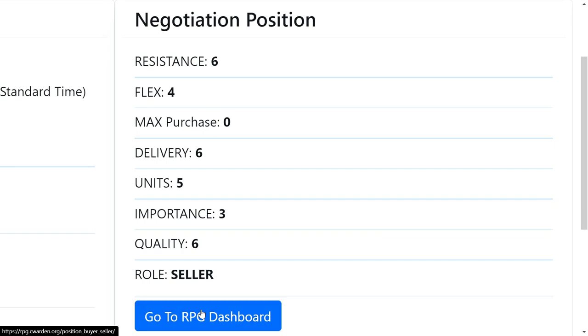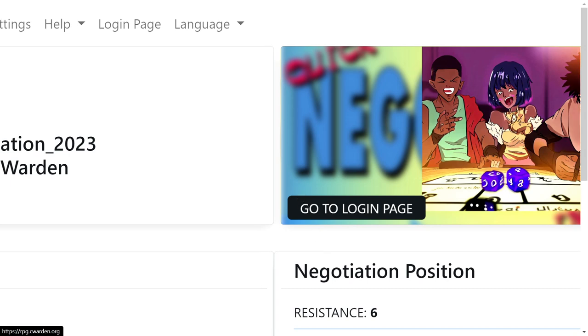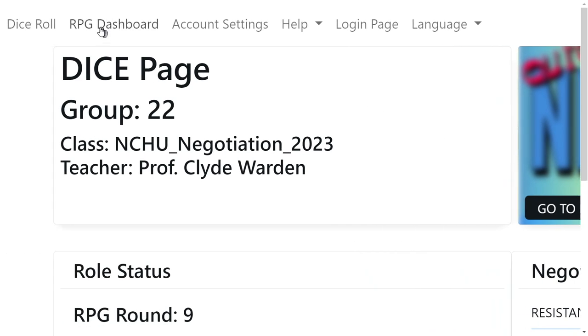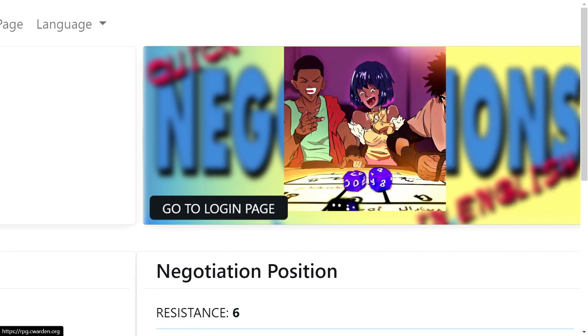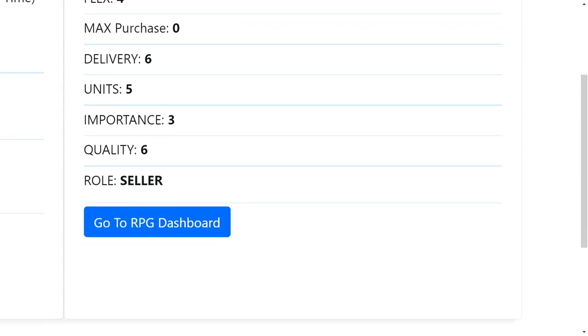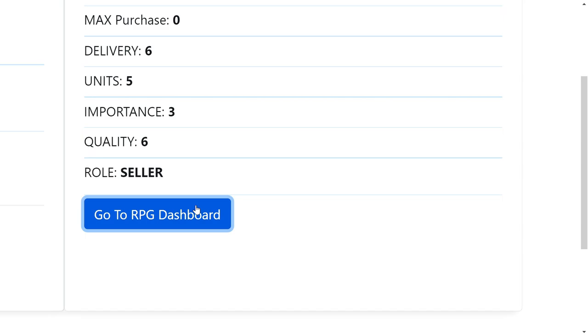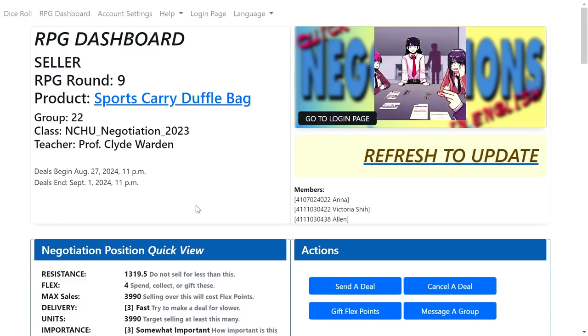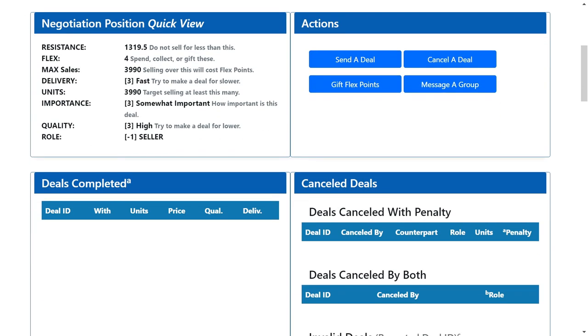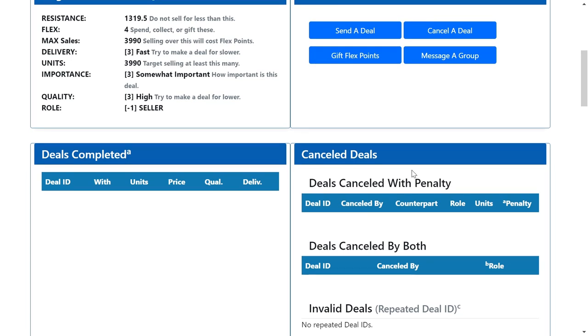So now I can push this button, go to dashboard, or I could go up to the menu up top, and up top I also have RPG dashboard. Either way is okay. So I'm going to come down here and say go to the dashboard. Now we're ready to begin to make deals. We'll talk about that more in the next lesson.